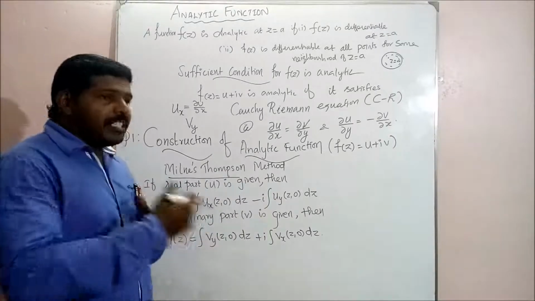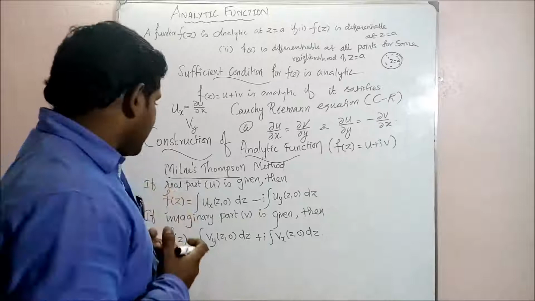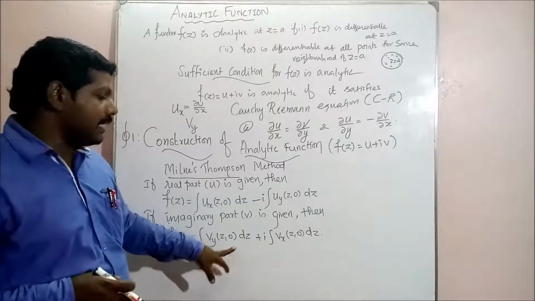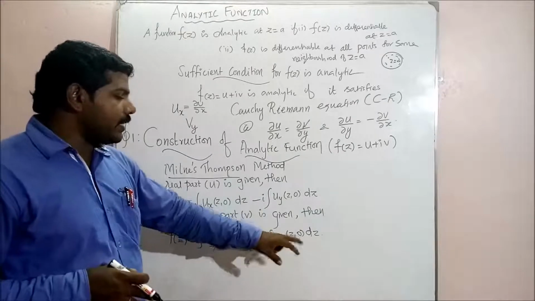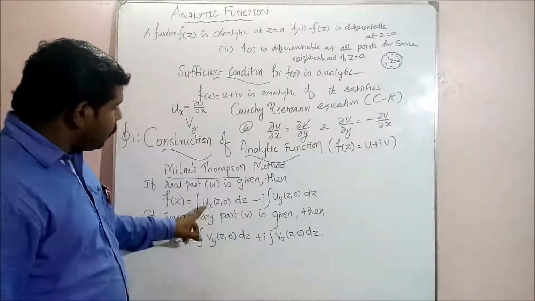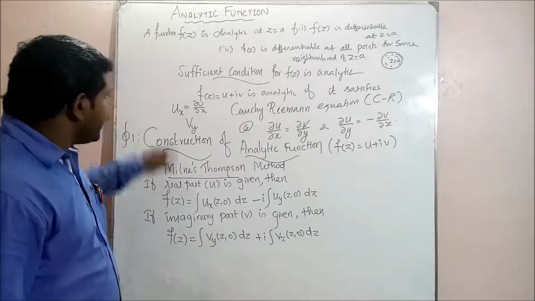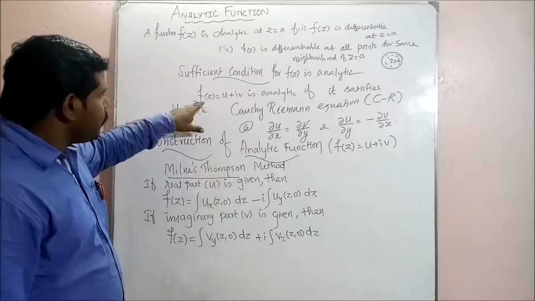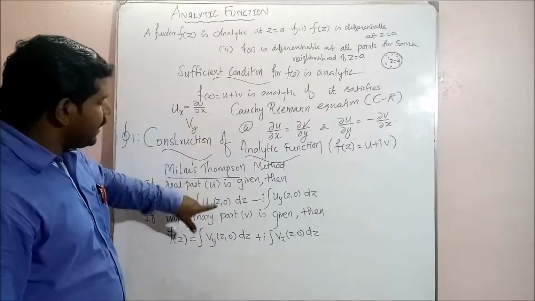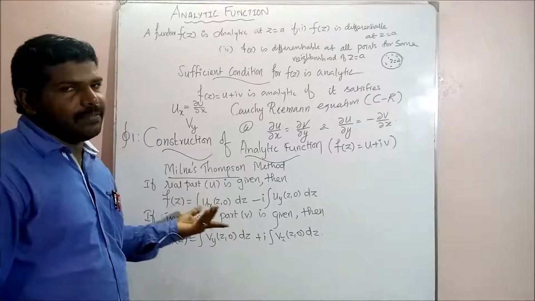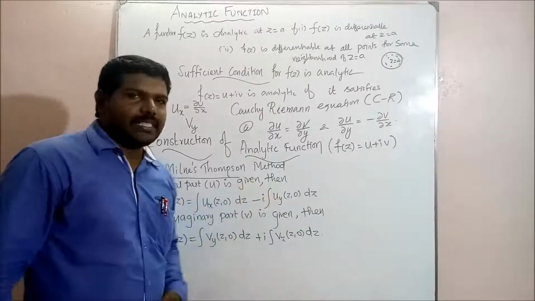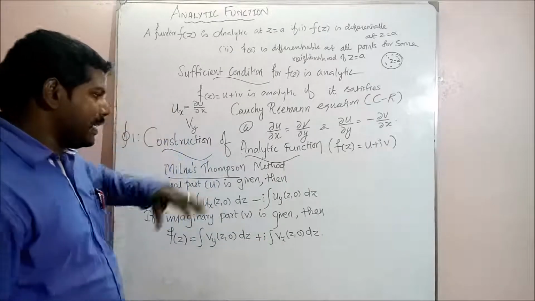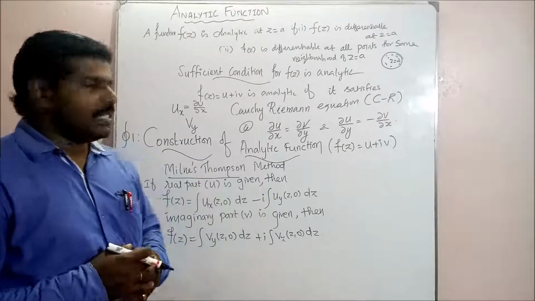Suppose the imaginary part is known, நமக்கு imaginary part தெரிஞ்சிச்சு அப்படின்னா, f of z equal to integral v y of z comma 0 into dz plus i into v x of z comma 0 into dz. So u x of z comma 0 அப்படின்னா என்ன, dou u by dou x calculate பண்ணோம். x இருக்கிற இடத்துல z, y இருக்கிற இடத்துல 0 போட்டீங்கன்னா u x of z comma 0. Similarly u y, v y, v x of z comma 0 calculate பண்ணுங்க, substitute பண்ணுங்க, so we'll get f of z.